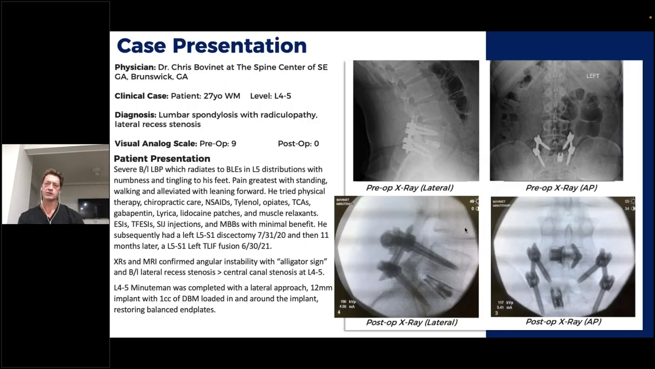So he's 6 months out now and still has great resolution of his symptoms. He's a very, very happy man. And that's all I have for you.